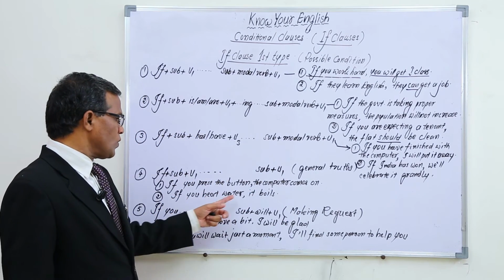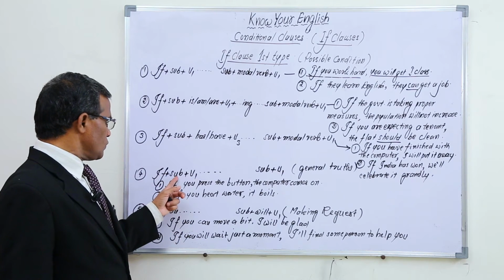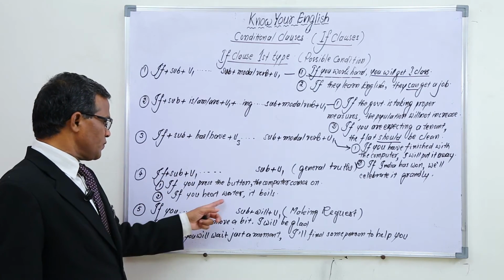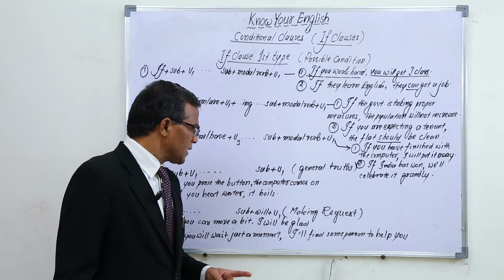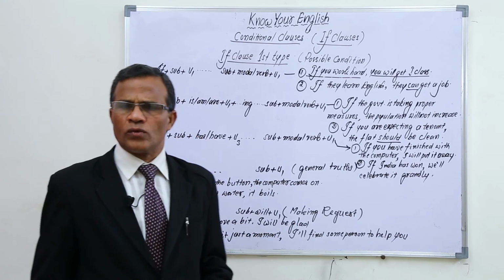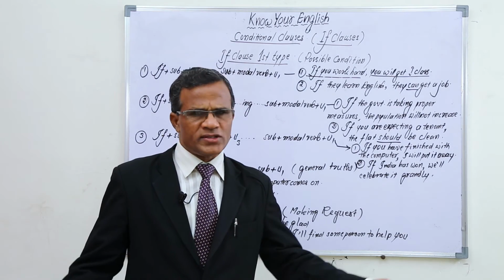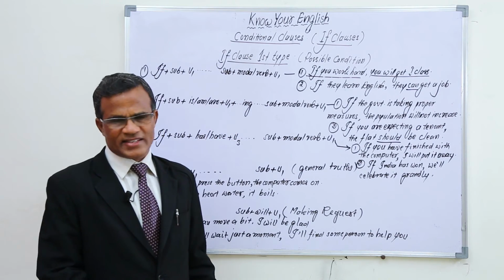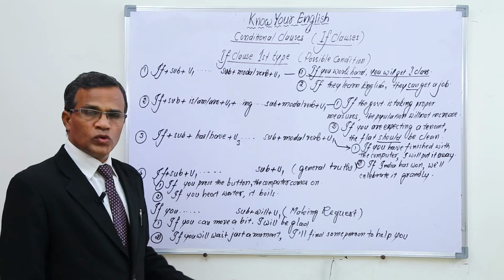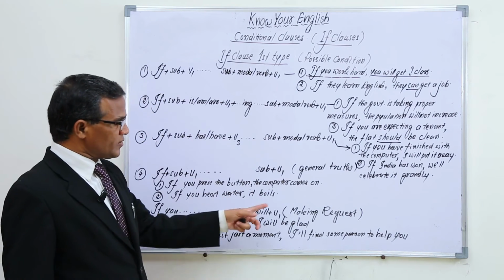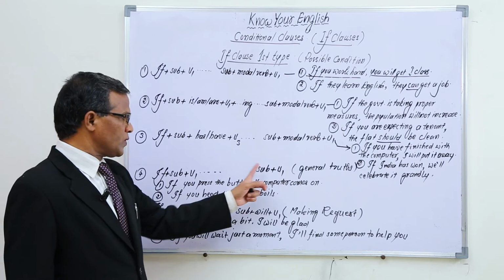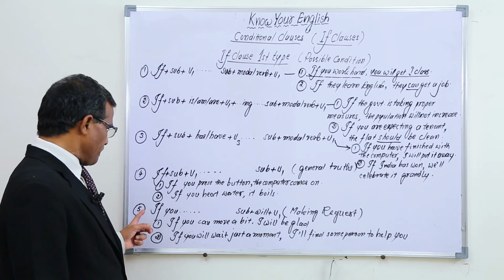If you heat water, here you is the subject, and heat is V1. If you heat water, it boils. This is also a general truth. If you heat water, what happens? It boils. That is a general truth only. Everybody says the same. There is no change in saying this sentence. So that's why these are general truths, and for general truths we have to take such a structure.